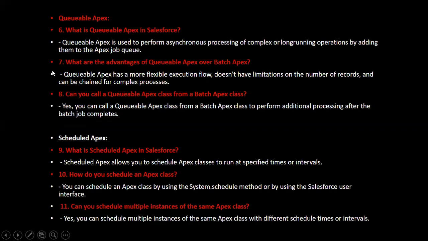Next question, Queueable Apex. What is Queueable Apex in Salesforce? Queueable Apex is used to perform asynchronous processing of complex or long running operations by adding them to the Apex job queue. Next question, what are the advantages of Queueable Apex over batch Apex? Queueable Apex has a more flexible execution flow, does not have a limitation on the number of records, and can be chained for complex processes.